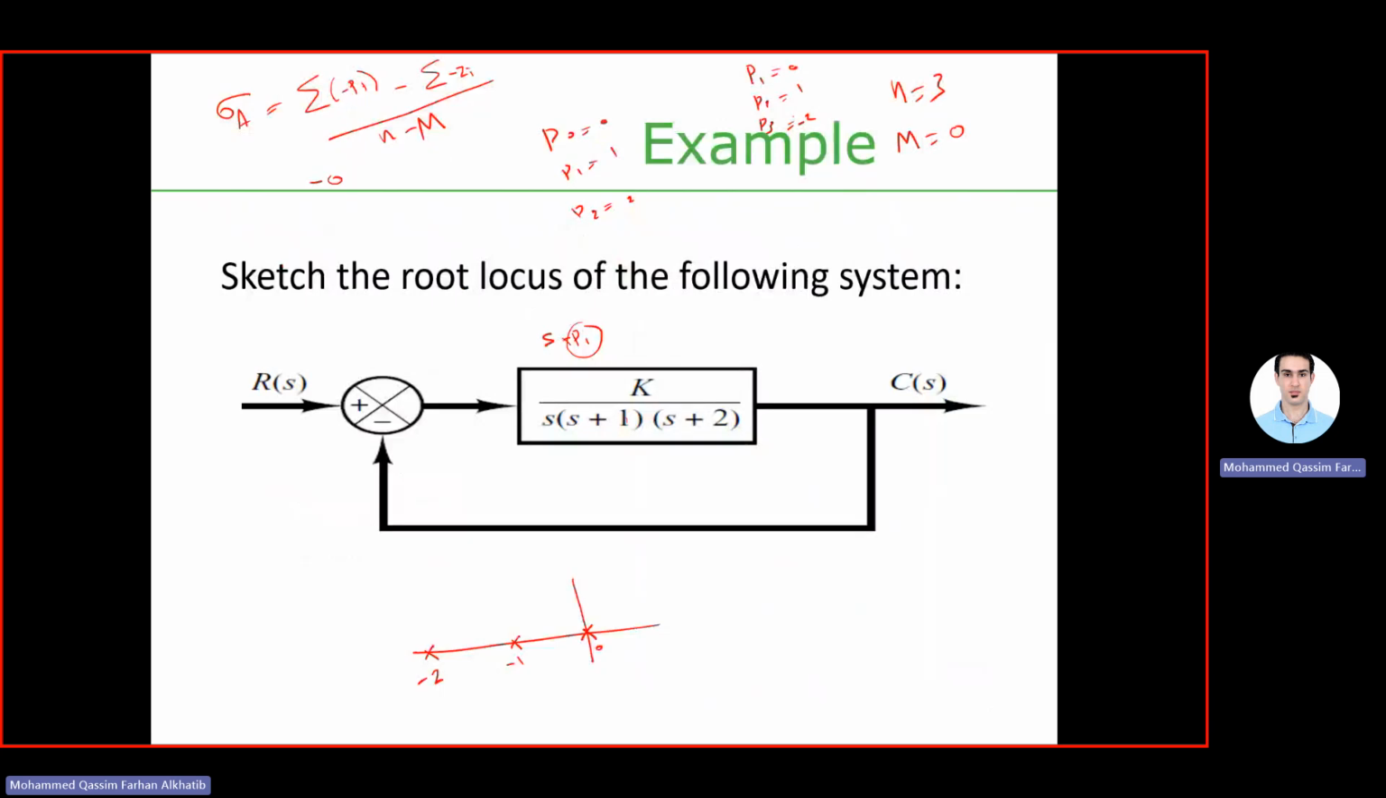Or you just use the summation of poles minus summation of zeros to avoid confusion with the signs. Sum of poles minus sum of zeros over n minus m. All right, so I have 0 plus -1 plus -2 over 3. So I get a -1. So here, -1, -2 over 3, n minus m. Yeah, that's a -1. So it is here.